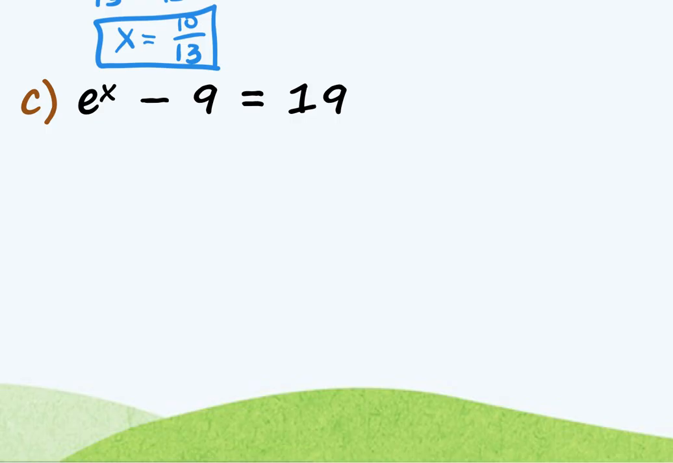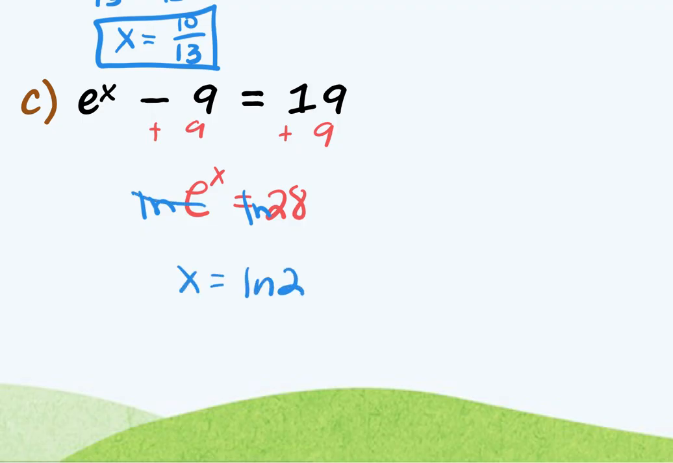Okay, then I get to C. What are you going to do first? Move the 9. So I'm going to add the 9 to the other side, and I get e to the x equals 28. As soon as you see the e, hopefully you're like, there's no way to change 28 to a base of e, so I know I have to ln both sides of this equation. So I'm lnning e to the x, and I'm lnning 28. And what is ln of e to the x? x, and it would equal ln of 28.